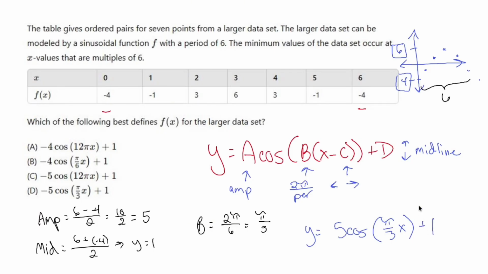Now here's the thing. If cosine starts here, and I'm not worried about shifting left or right, cosine's supposed to start up there. So we have to throw a negative in front of it. That's how I knew I wasn't right. So I have -5 cosine pi over 3x plus 1, which gives us a final answer of D.